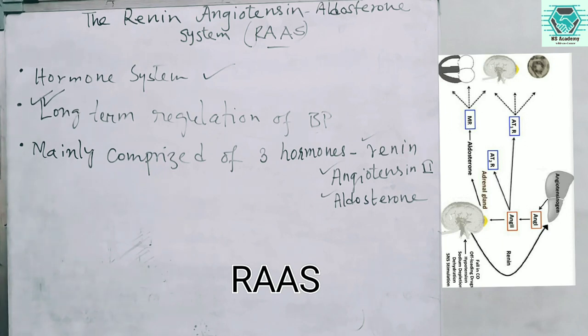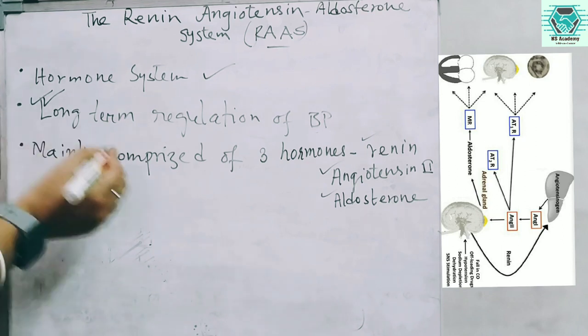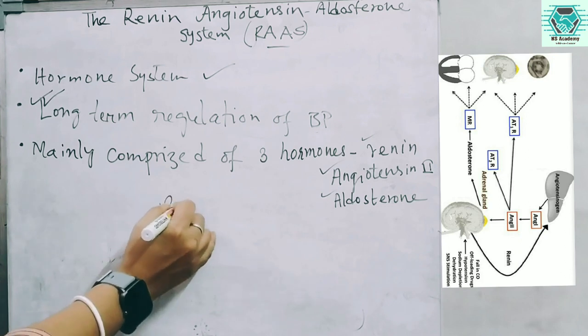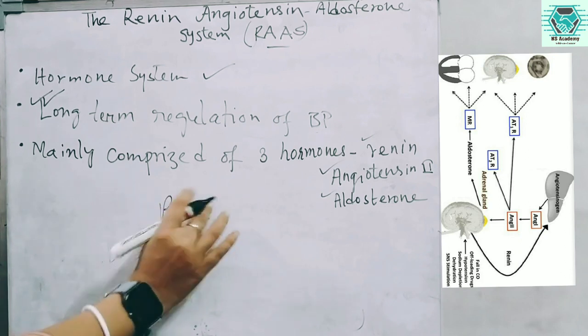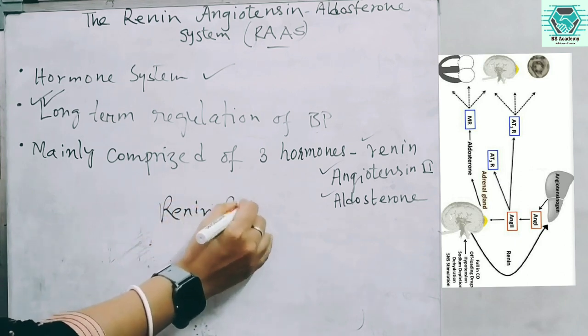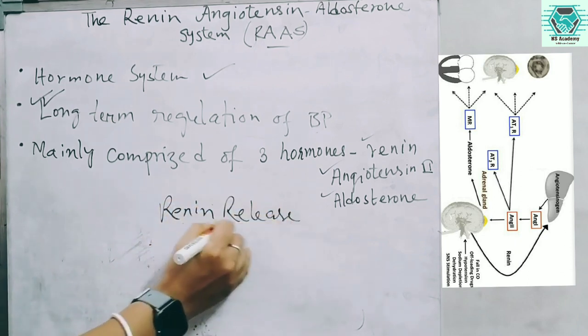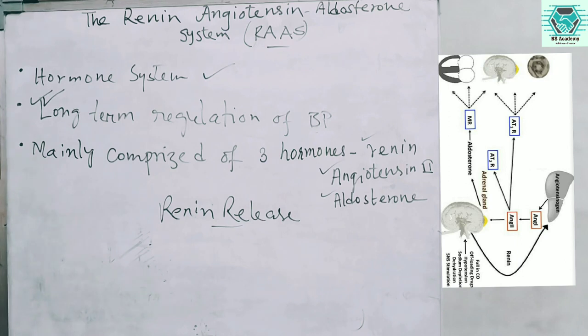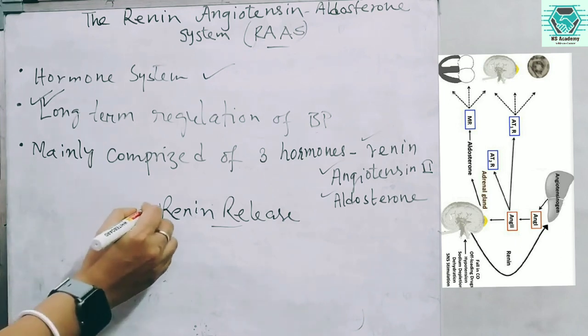So the RAS, the renin release. First we move to the release of renin. So what is renin? Where is it actually released from? The first stage of the RAS is the release of the enzyme renin.